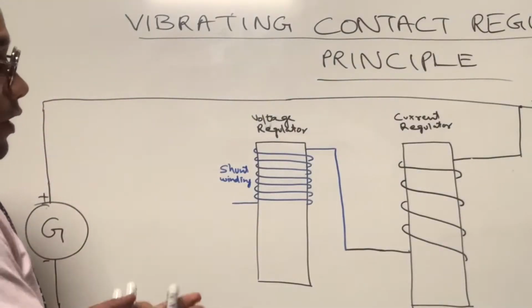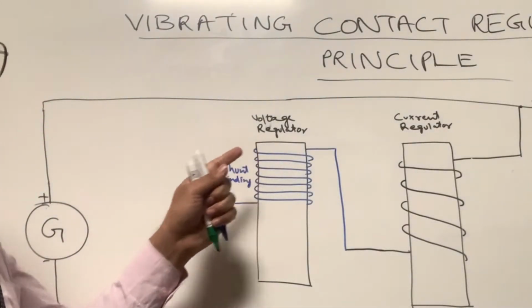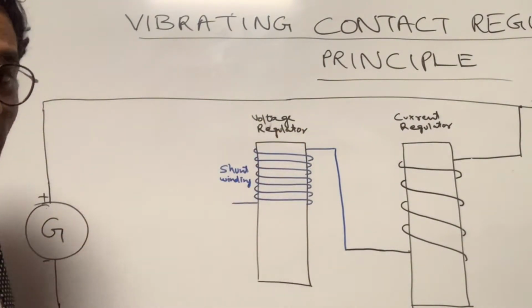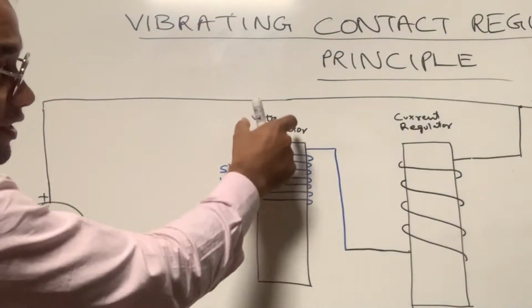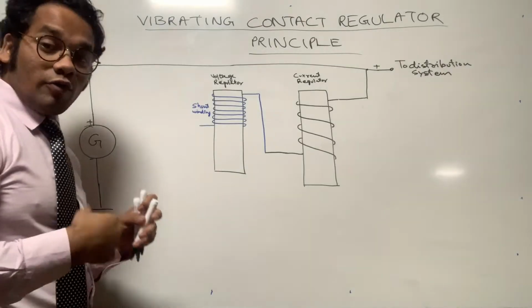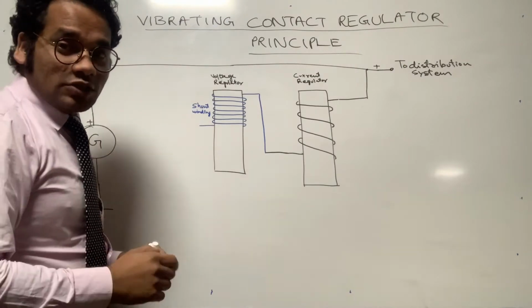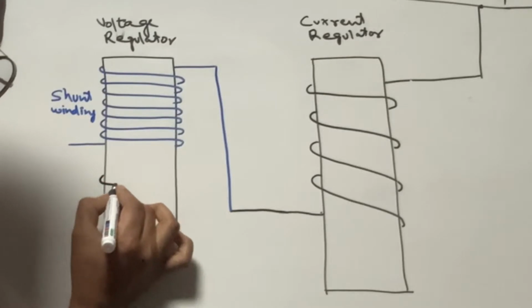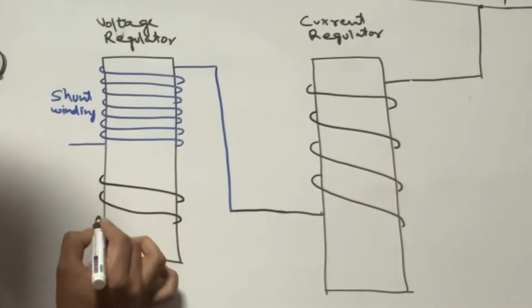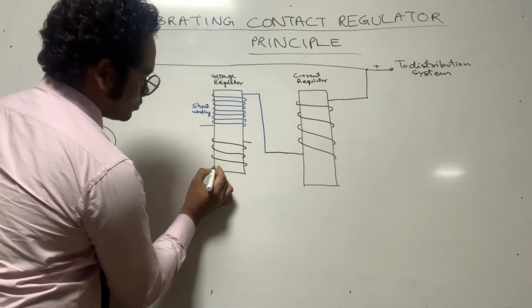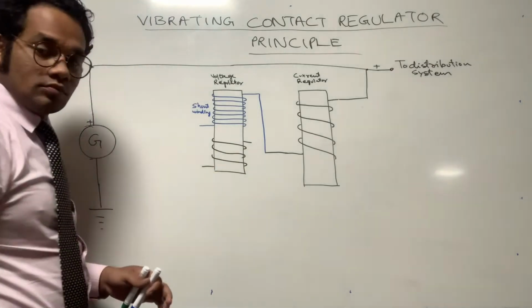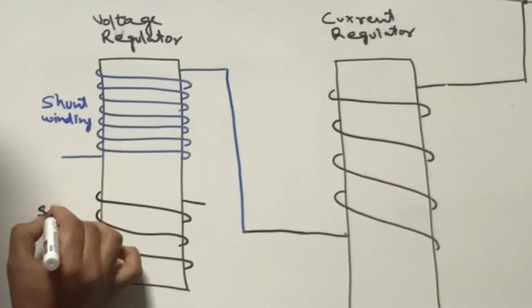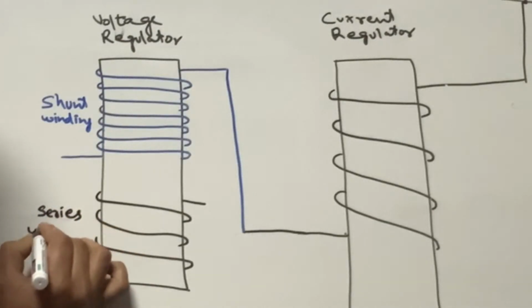Now, as I have told you, there are two types of coil in the voltage regulator. One I have already shown here. The other type of coil in the voltage regulator has a few turns of thick copper wire, so I'll draw here a few turns of thick copper wire. So this is the voltage regulator, and this is its series winding.